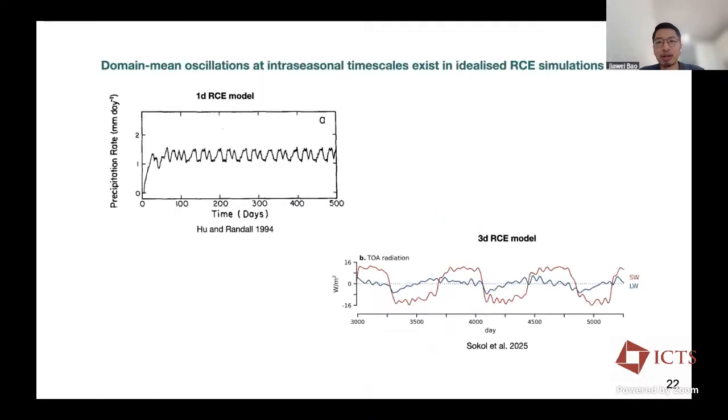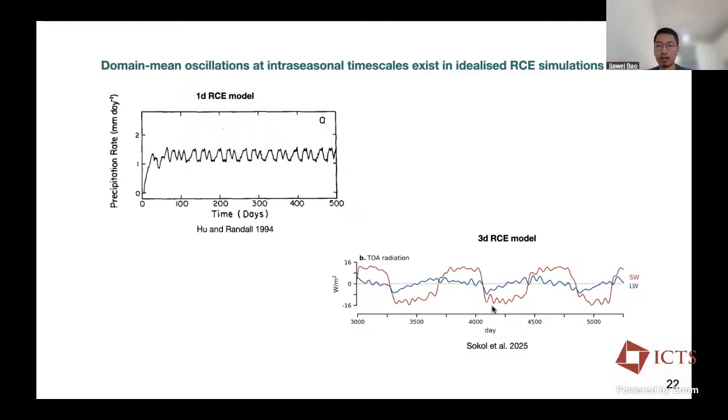And indeed, in idealized modeling of radiative convective equilibrium, people have already found domain mean oscillations occurring at intra-seasonal timescale. The top left shows a one-dimensional radiative convective equilibrium model. Already 30 years ago, in this paper by Hu and Randall, they found that precipitation seems to oscillate over a timescale of 30 days.